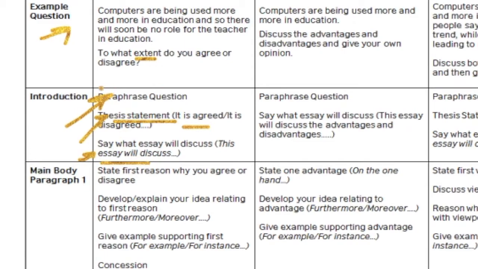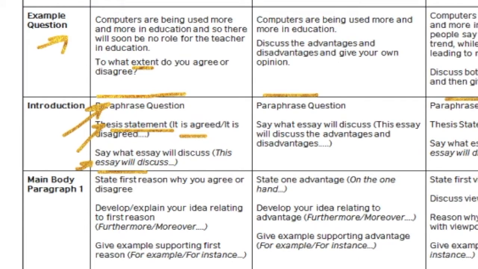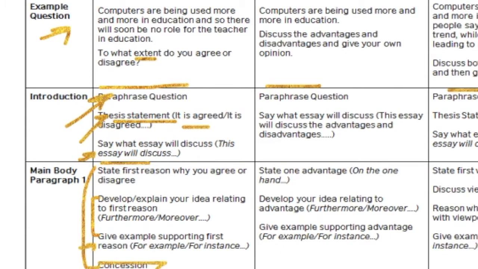You can even have a general background statement before doing the paraphrasing. That's optional, but yes, it's considered well. Then in the main body, you will talk about the first reason of agreement or disagreement. Then you'll present supporting ideas. You'll develop your ideas and you'll give example. You'll end up with the small summary of the entire point 1.